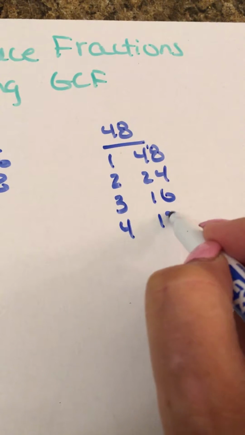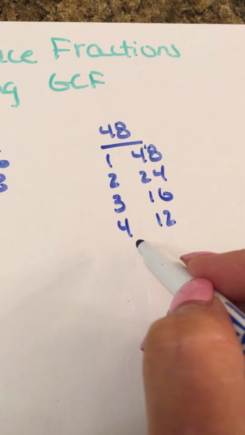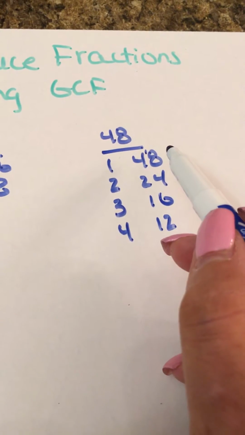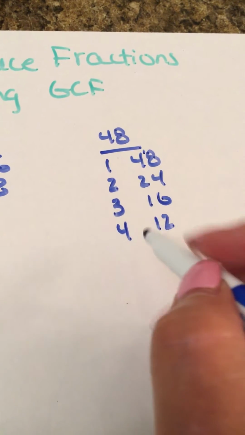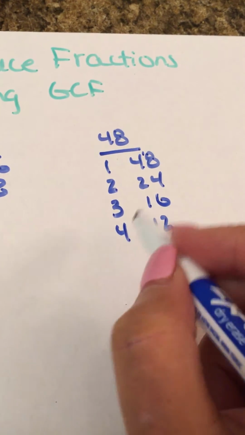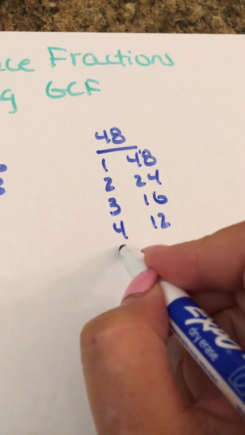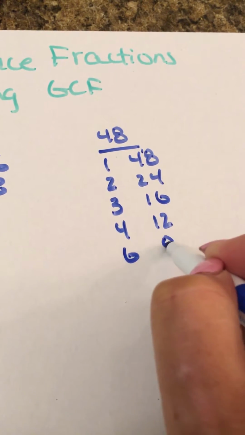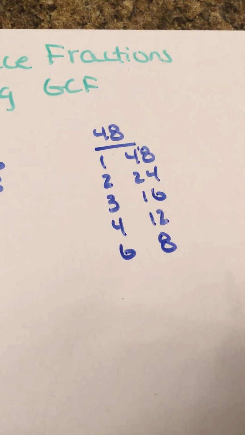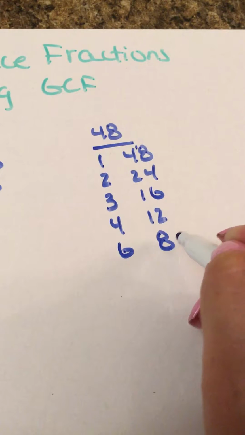4 times 12. 5. Is there a 0 or a 5 on the end? If there's not, 5 does not go into it. 6. Well, 3 and 12 go into it, so 6 goes into it. 6 times 8 is 48. 7 does not, and we're up to 8, so we are done.